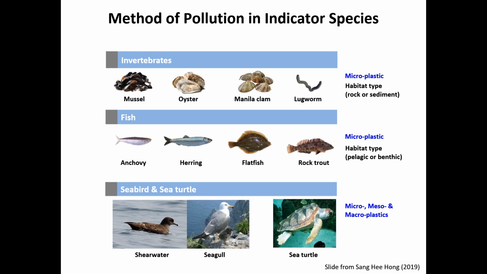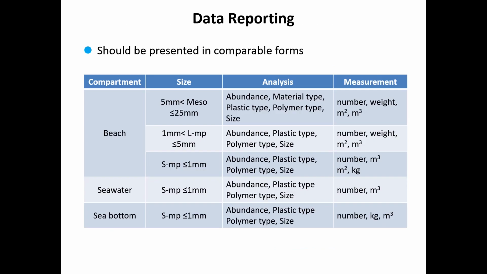Invertebrates, fish, and seabirds or sea turtles have been used as indicator species for different research objectives. Overall, field studies of marine litter are conducted in various media, sizes, methods, and units.